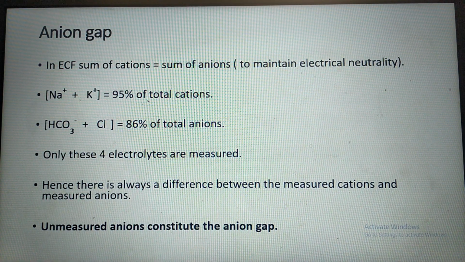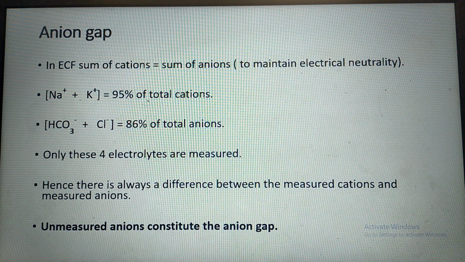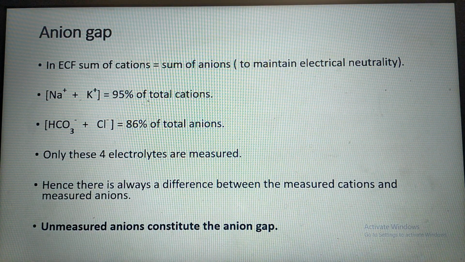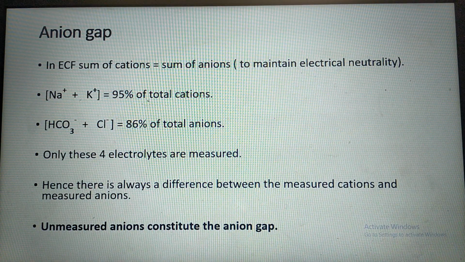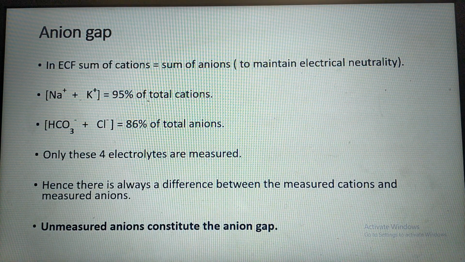Before seeing what is anion gap, you should know that in the extracellular fluid, the sum of cations and sum of anions are equal, and this is essential to maintain the electrical neutrality. For example, if there are 100 cations present in the extracellular fluid, then 100 anions are present in the extracellular fluid. These cations are of different types. At the same time, anions are also of different types. We cannot measure all the cations and all the anions present in the extracellular fluid.